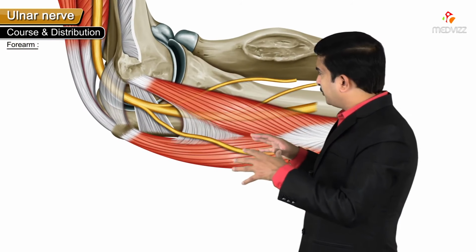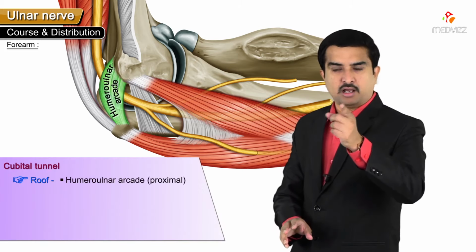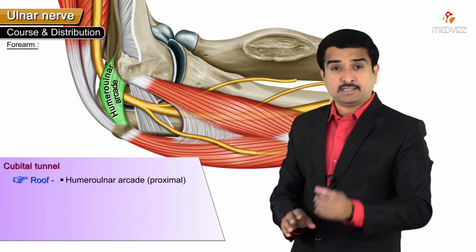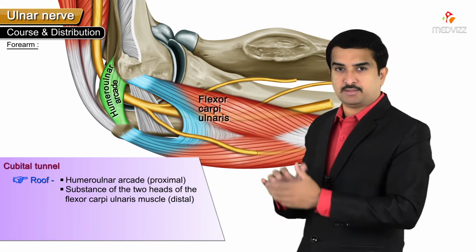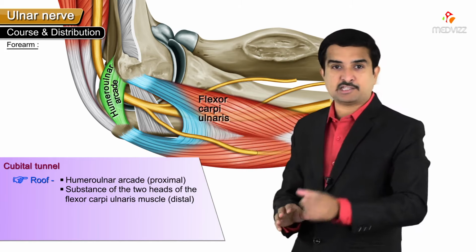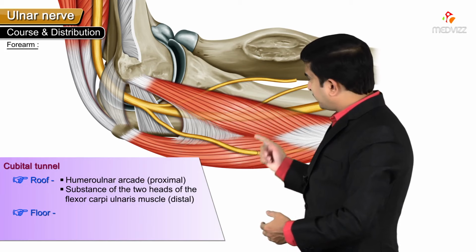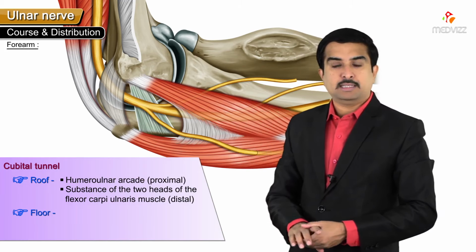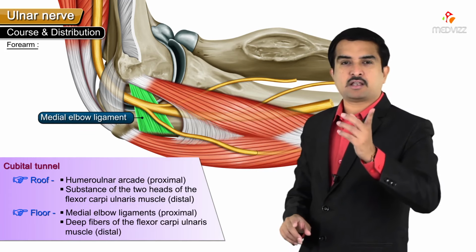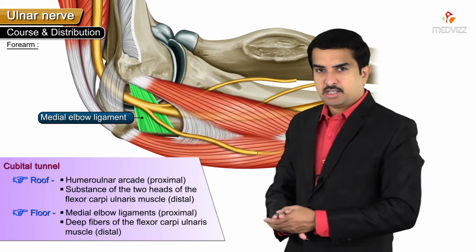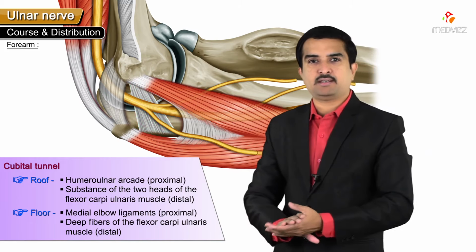If you see very carefully here, the roof of the cubital tunnel is the humero-ulnar arcade proximally, and the substance of the two heads of the flexor carpi ulnaris muscle distally. This is how the roof of the tunnel is formed. The floor of the tunnel is composed of the medial elbow ligaments proximally and the deep fibers of the flexor carpi ulnaris muscle more distally. So this is how the roof and floor are formed, and the tunnel is formed so that it can accommodate the ulnar nerve.